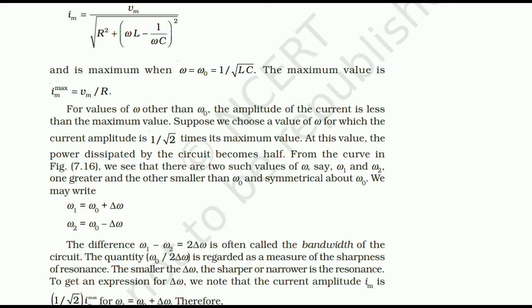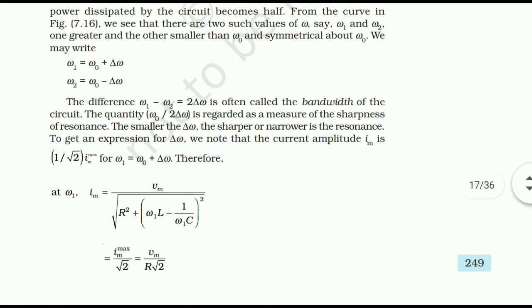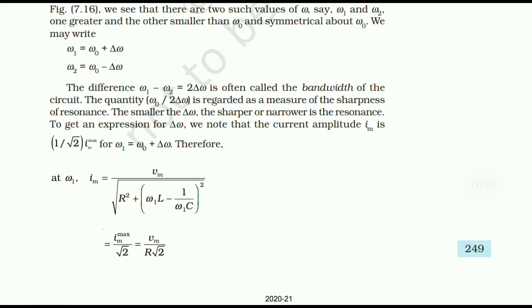We may write omega 1 is equal to omega naught plus delta omega, and omega 2 is equal to omega naught minus delta omega. The difference omega 1 minus omega 2, equal to 2 delta omega, is often called the bandwidth of the circuit. The quantity omega naught upon 2 delta omega is regarded as the measure of the sharpness of the resonance. The smaller the delta omega, the sharper or narrower is the resonance.